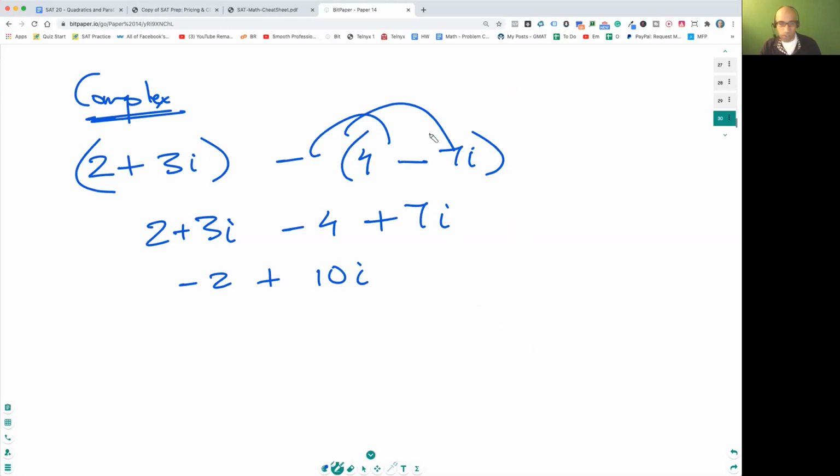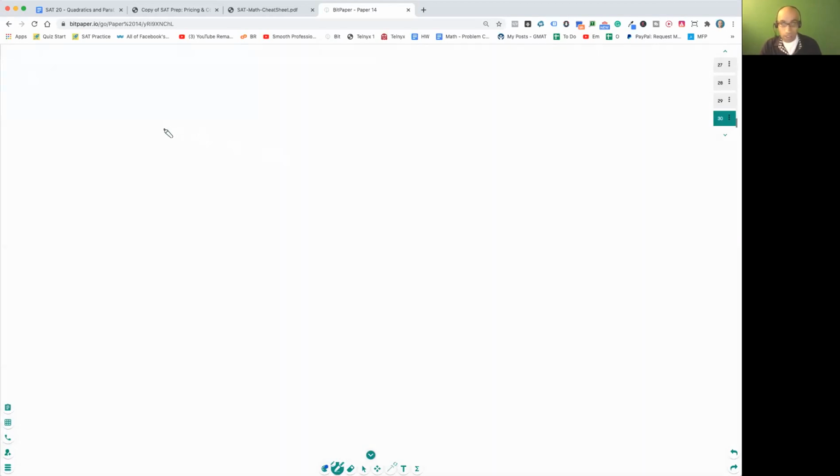Okay, -2 plus 10i. Now let's look at some other problems here. -2 plus 10i, you've got this idea. Trying to see what else we can do. Another part of complex numbers, very important, is how do you multiply two numbers?